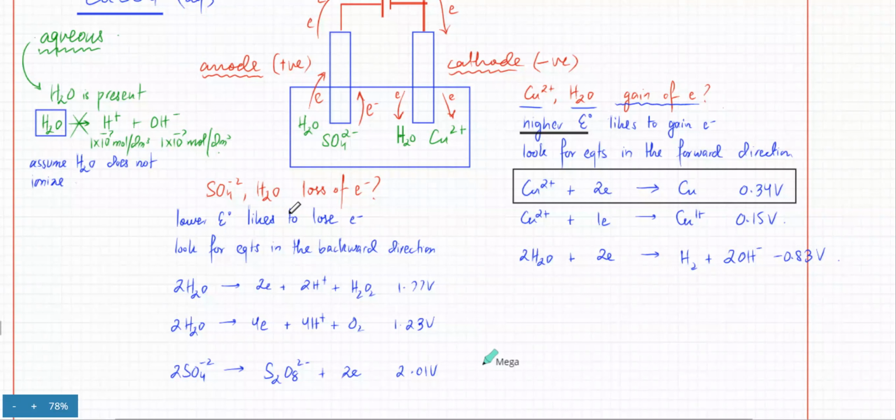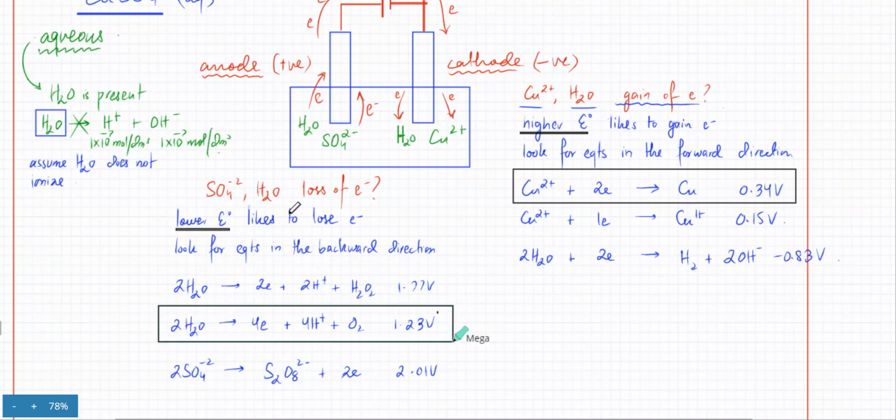So who loses electrons? Or who likes to lose electrons? The rule is the lower potential one is the one that likes to actually lose electrons. So out of these three, which one has the lowest potential? It's this one. So it's going to be water that would be losing electrons to form 4 electrons plus 4H+ plus O2. So this is the reaction that would happen at anode. You don't have to write all these equations, you can mark them on the data booklet. Remember, at cathode, you're looking for the higher potential one, and at anode, you're looking for the lower potential one.